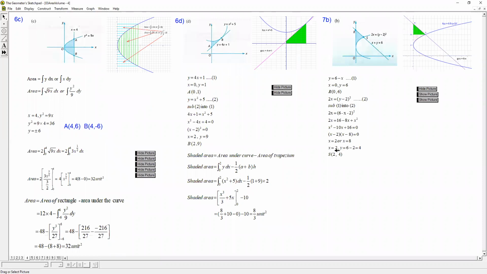So you substitute x equal to 2 into equation 1, then you get y equal to 4. So the point S is (2, 4). The point S here is (2, 4).